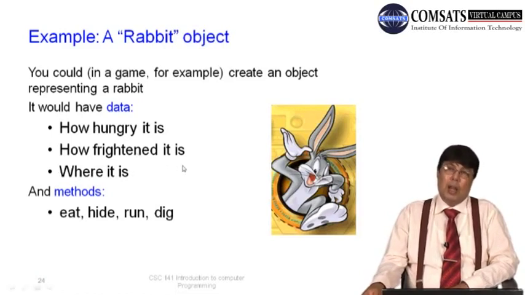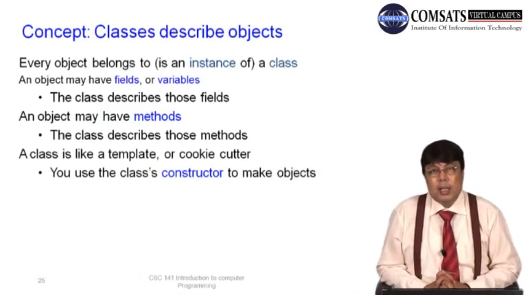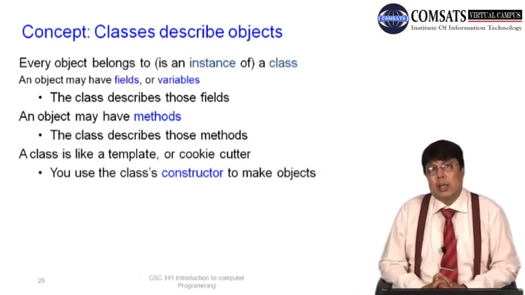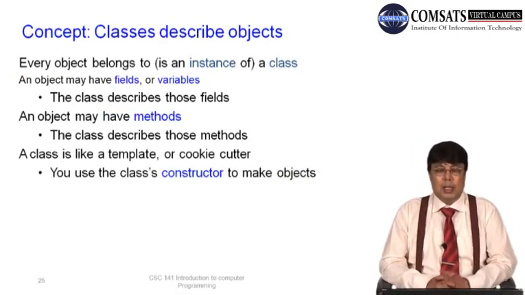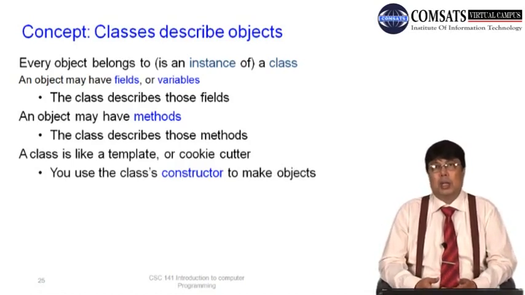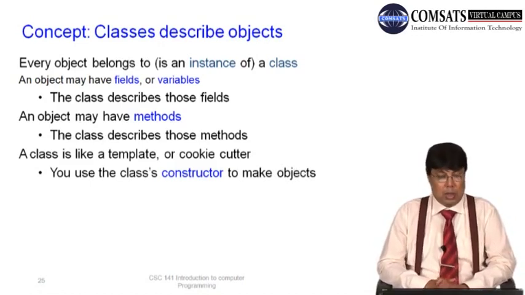That is the way we work in C++ with object-oriented methods. I will give you more details also. Then there is a terminology called a class. What is the relationship between the object and a class? We can say that the class describes the object. How does the class describe the object? Every object belongs to a class, or is an instance of a class. What does it mean? You will understand once I explain certain more concepts related to that.